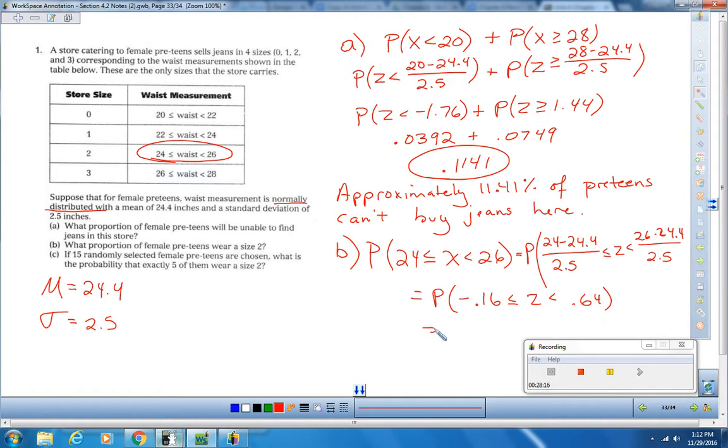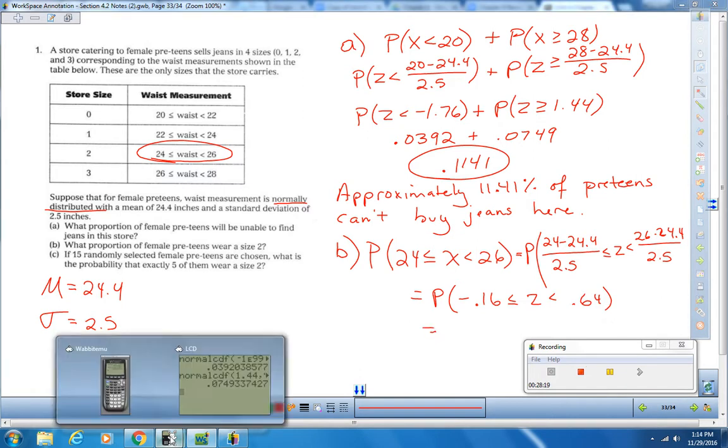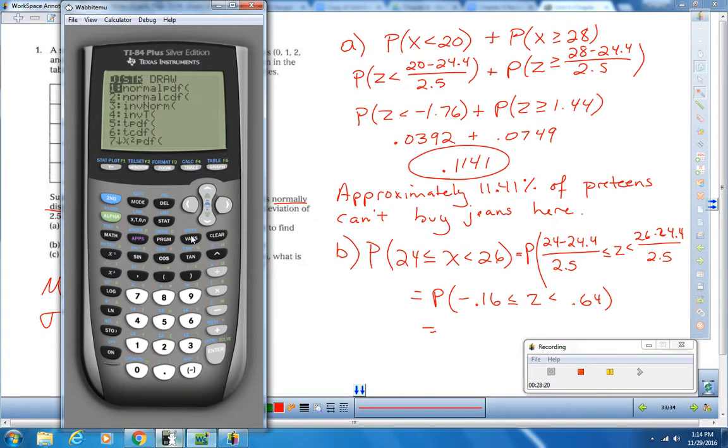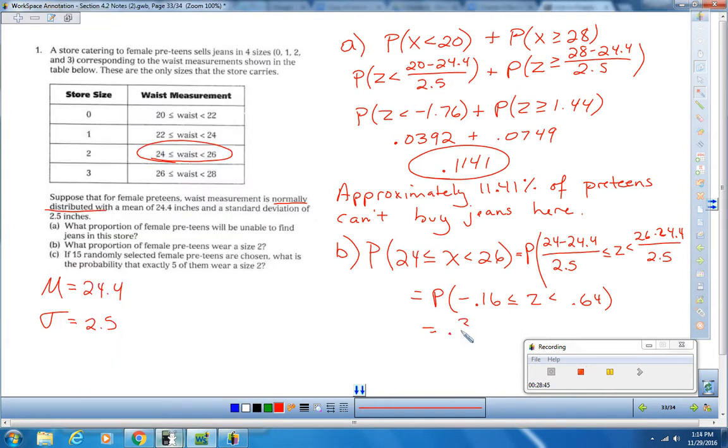And I'll get that value by using normal CDF again. Actually, when we have two sides to it, normal CDF becomes easier because my lower boundary, 0.16, and my upper boundary are right there for me. Okay, so it looks like about 30.2%, or 0.302, or about 30.2% of these female preteens wear size 2. Now, I don't know that I need a summary sentence here. I think the work kind of speaks for itself.